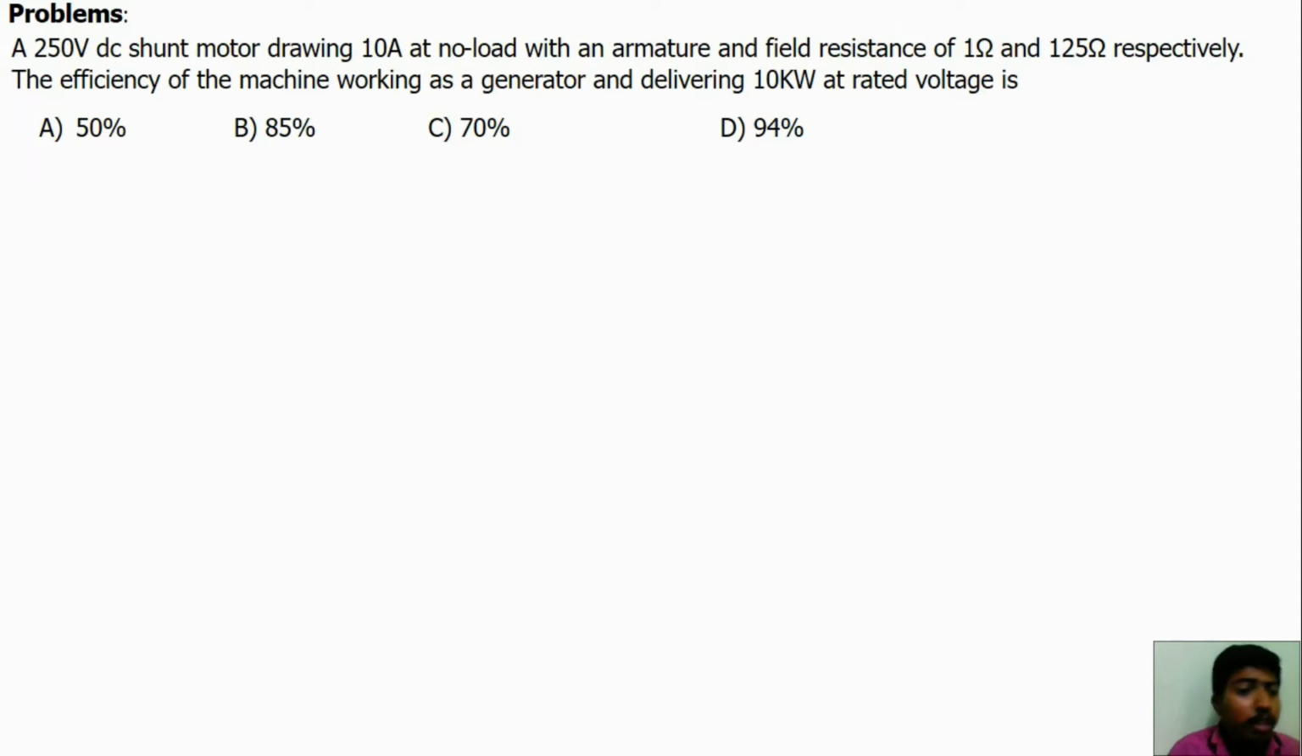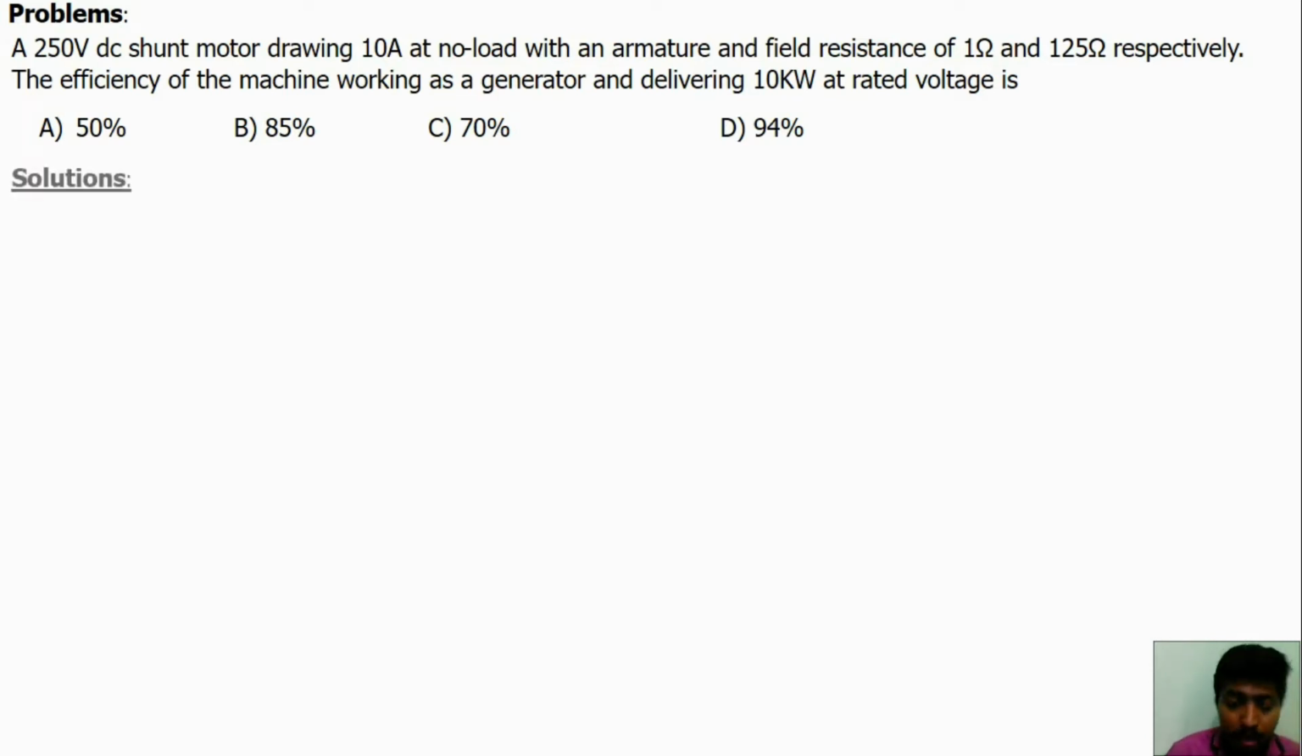Here, a shunt motor is given. It takes 10 amps under no load condition. 250 volt is input voltage. The armature resistance and field resistance are given. What is the efficiency of the machine? It acts as a generator delivering 10 kilowatt at rated voltage.